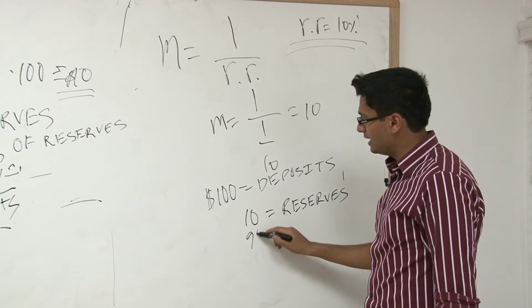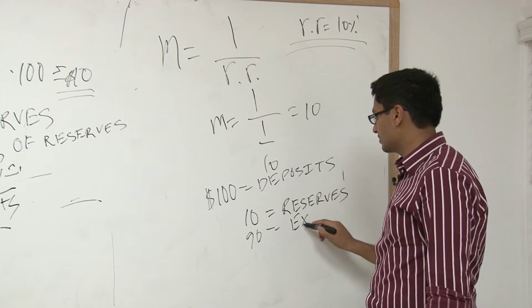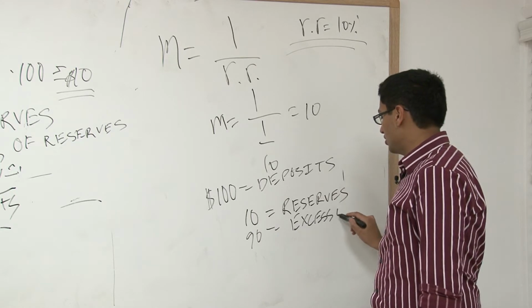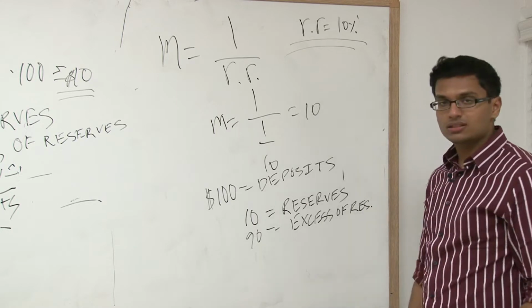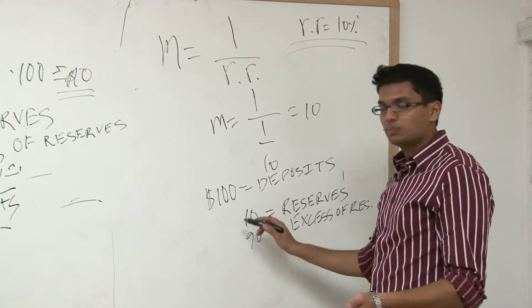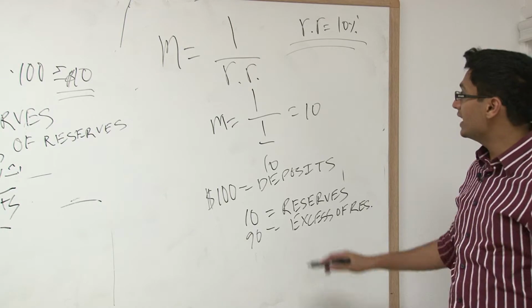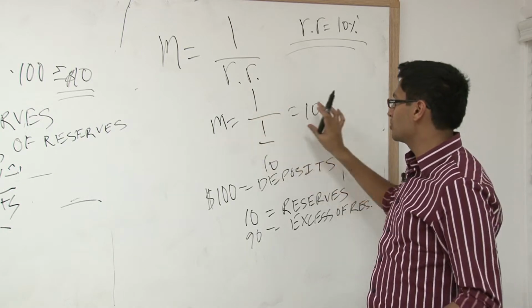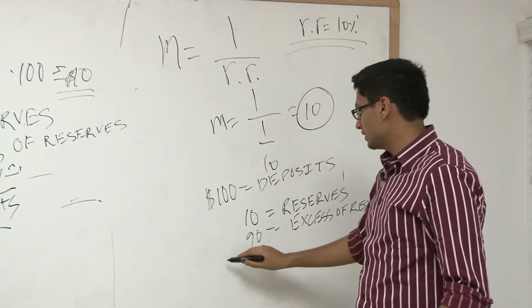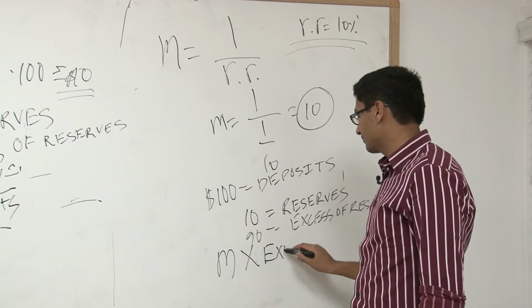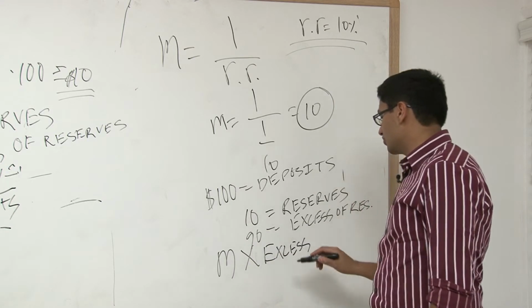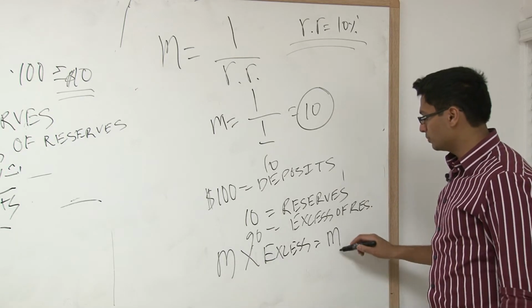And the remaining 90 is in excess of reserves. So the question is, how much money is being multiplied in the economy? Well, you take the money multiplier, which is 10, right? You take the money multiplier M, times the excess of reserves, and then you get the money being multiplied, okay?